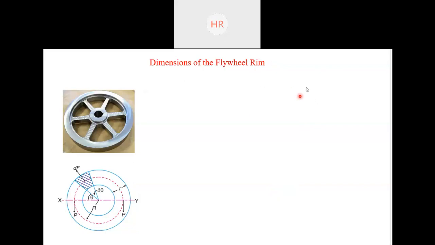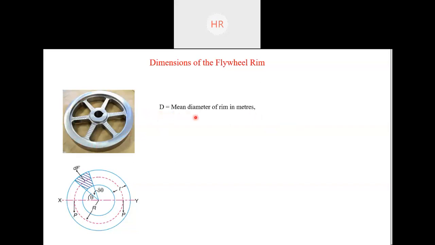Okay, so today we will discuss dimensions of the flywheel ring. Basically, we will design a flywheel for a particular fluctuating turning moment diagram or turning moment. So first, let's go to the nomenclature. What are the things?